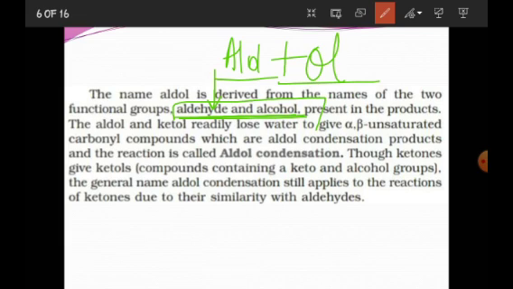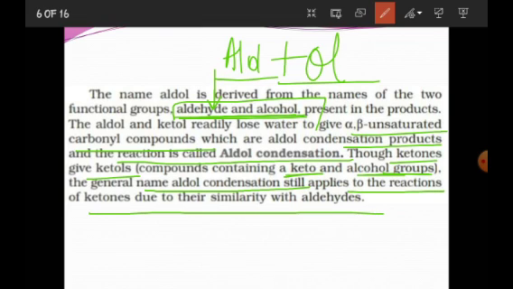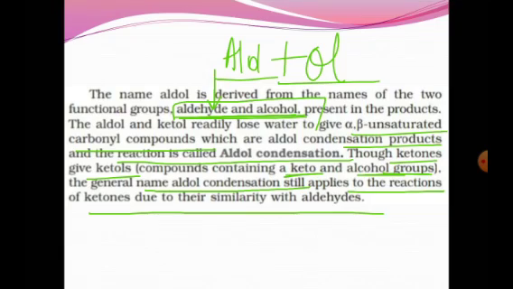Okay, the aldol and ketol readily lose water to give alpha beta unsaturated carbonyl compounds, which are the aldol condensation products, and the reaction is known as aldol condensation. Though ketones give ketols, okay, ketones will give a ketonic and an alcoholic group, so they should be known as ketols, but the name aldol condensation still applies to the reactions of ketones due to similarity with aldehydes. Okay.